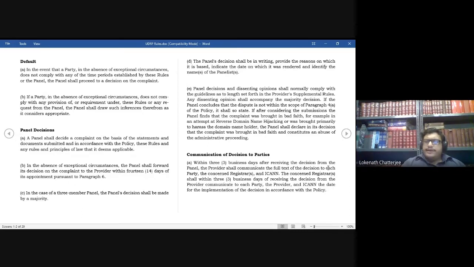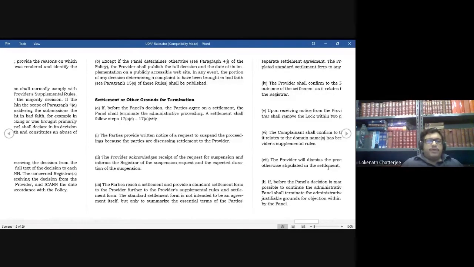Now, E talks of the guidelines with respect to length. Now, if it is brought in bad faith, the panel can also say that, and that it's an abuse of the administrative proceeding. Now, communication has to be done within so many days. And when we are talking of the decision, it would also have the dissenting opinion along with it. Moving on.